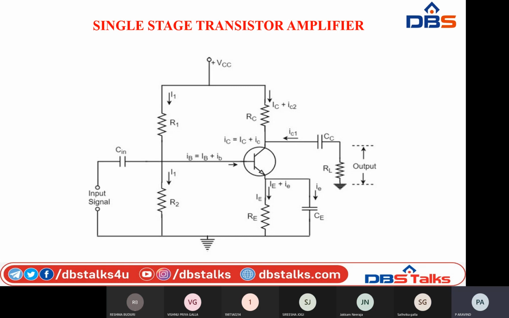Okay, the next element is the load resistor, RL. The load resistor is connected at the output. So RL is the resistance which is connected at the output. That's why we simply call it the load resistor. And here IB indicates the base current, IC is the collector current, and IE is the emitter current.